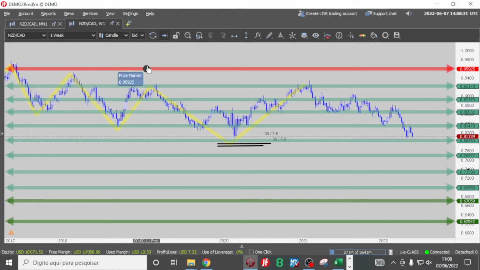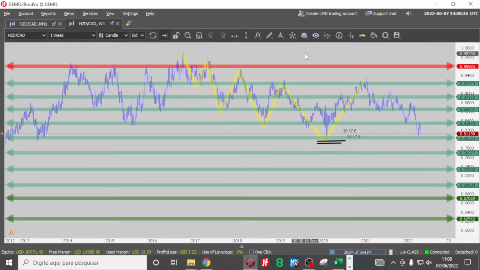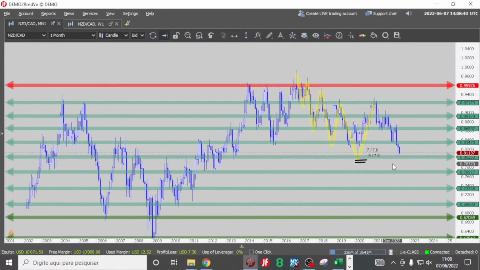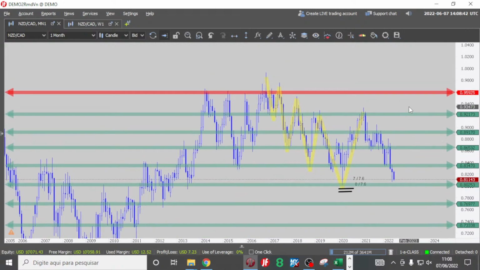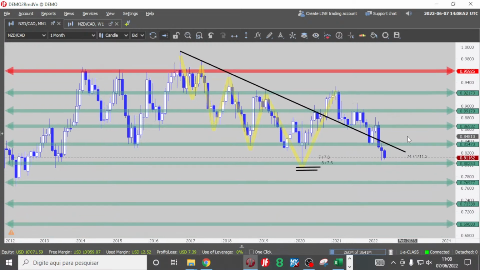You go on the weekly chart and now you have support, resistance, pivot points, right? One more, I forget. What did we forget? We forget the trend lines, right? So far the downtrend line is like this. This is the downtrend line.